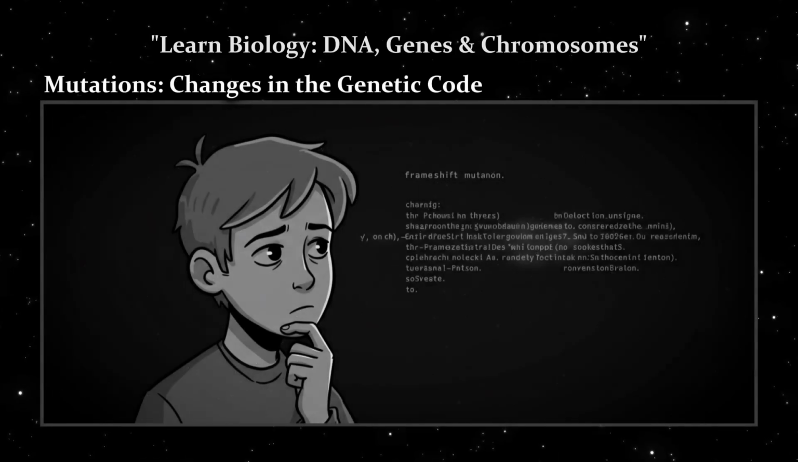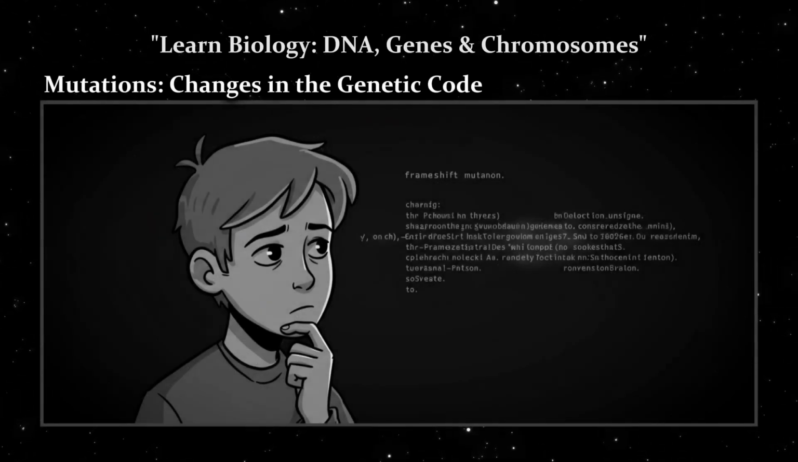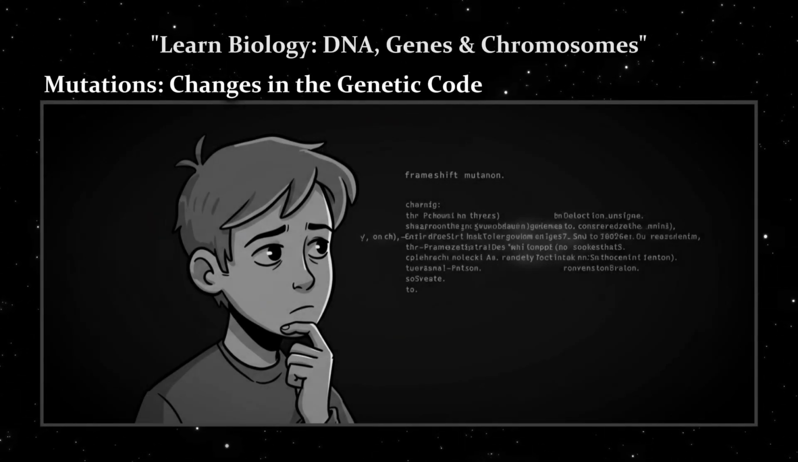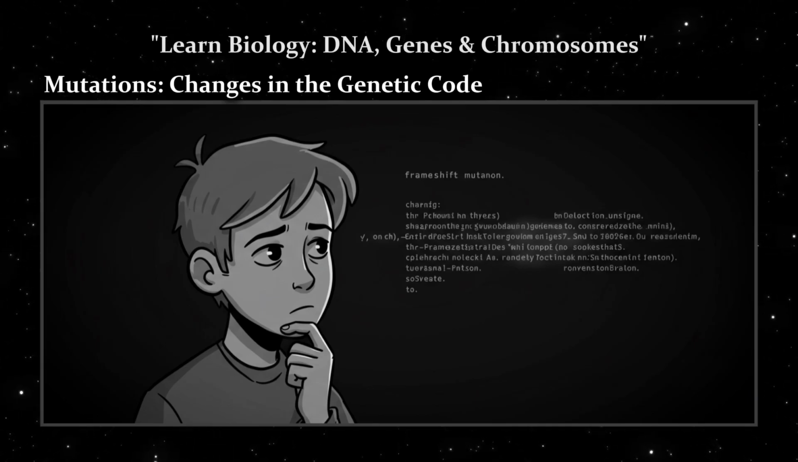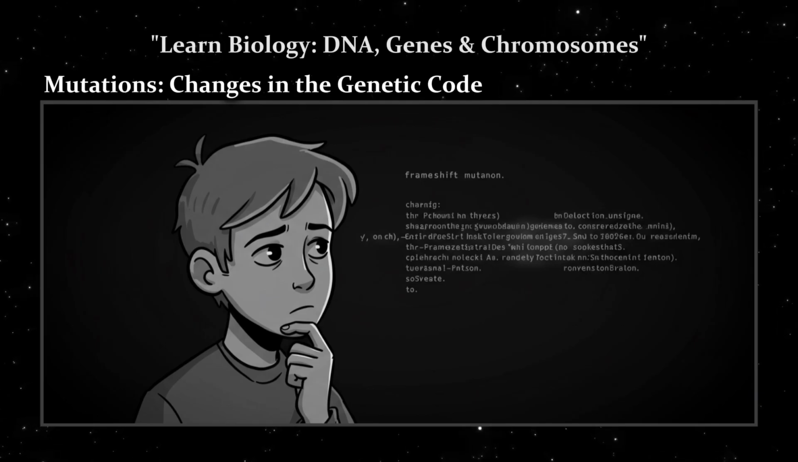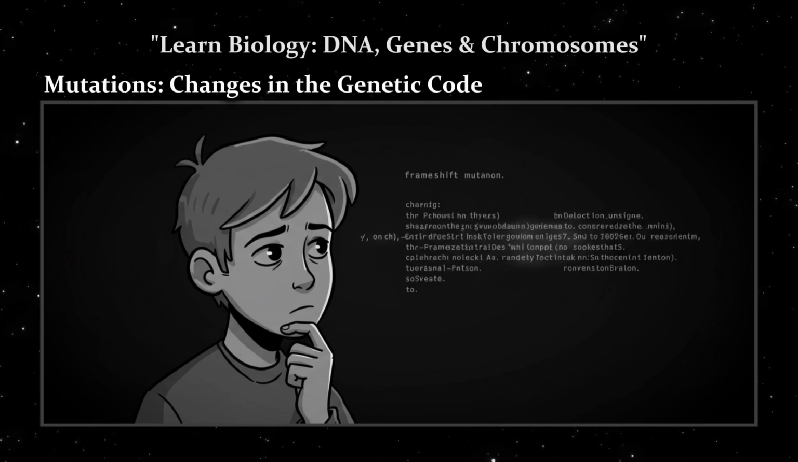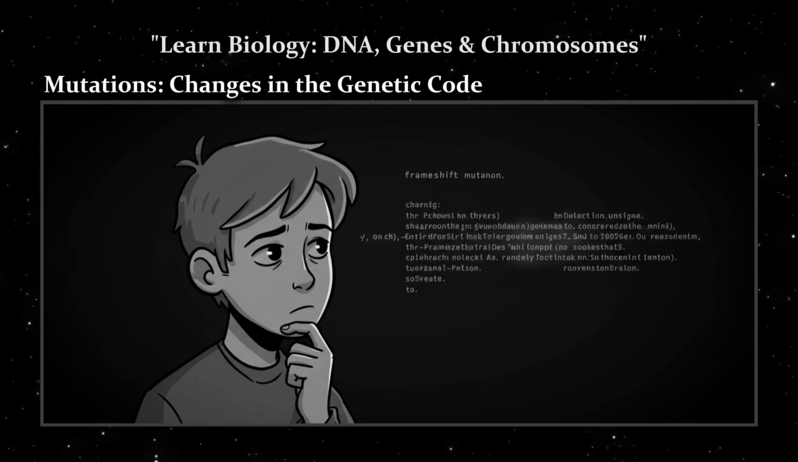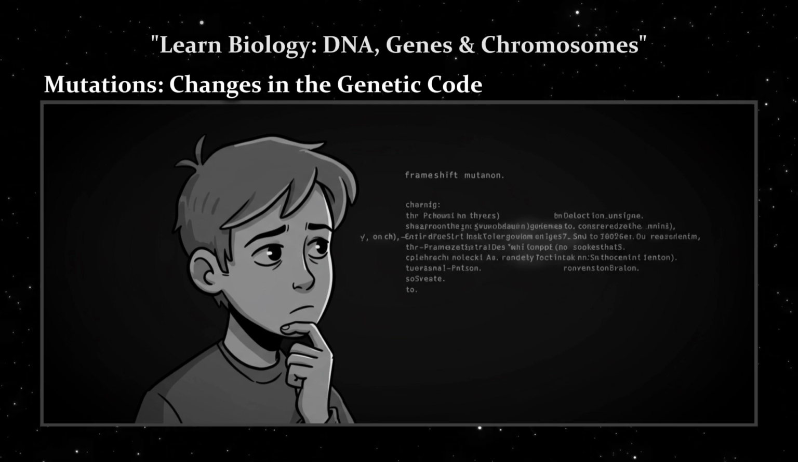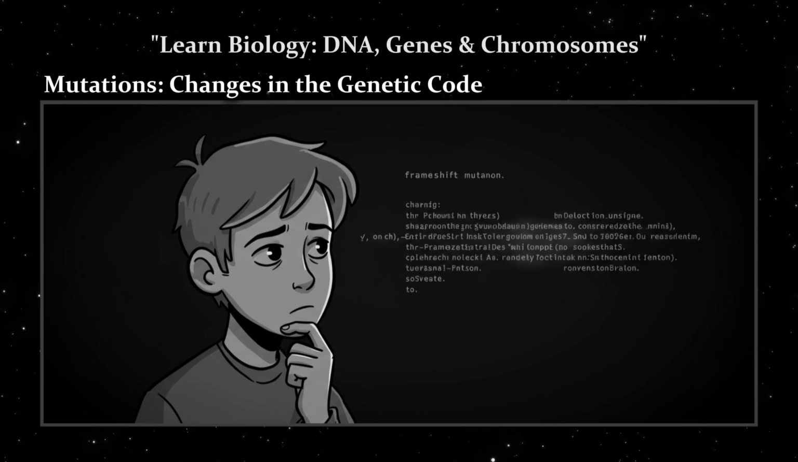Mutations, changes in the genetic code. In our final lesson on this topic, we arrive at an inevitable reality of any complex information system, the possibility of error. We have spent our journey marveling at the fidelity of life. We have seen how DNA polymerase replicates the entire 3 billion letter genome with near-perfect accuracy.